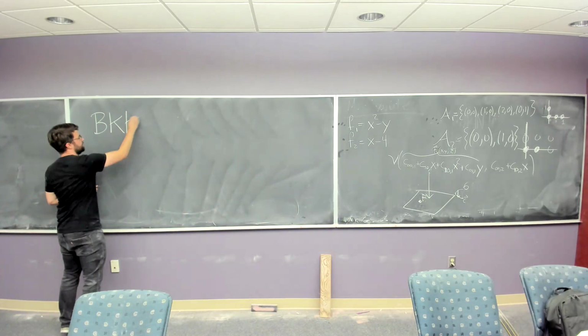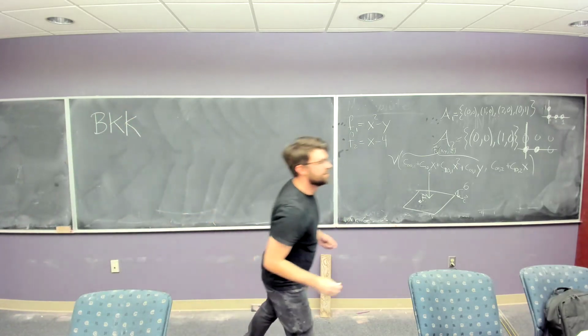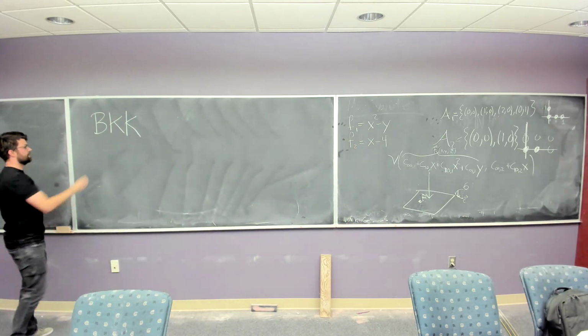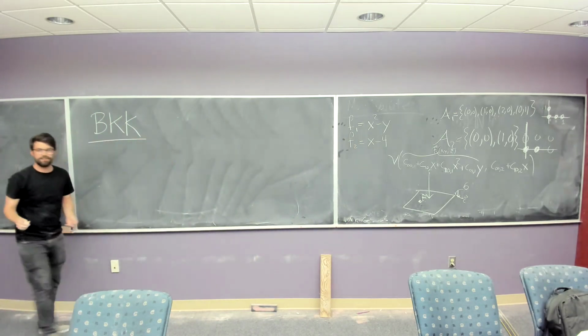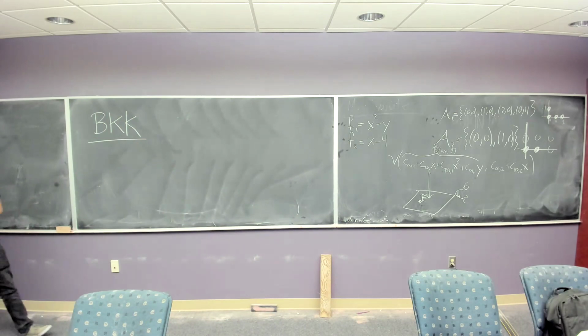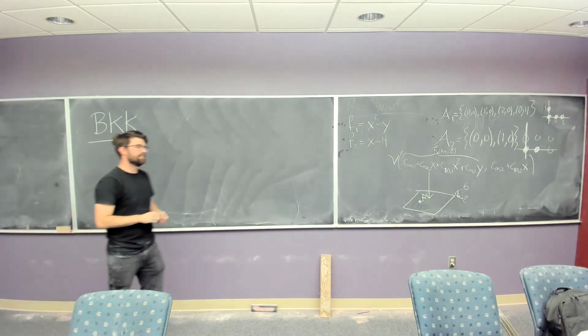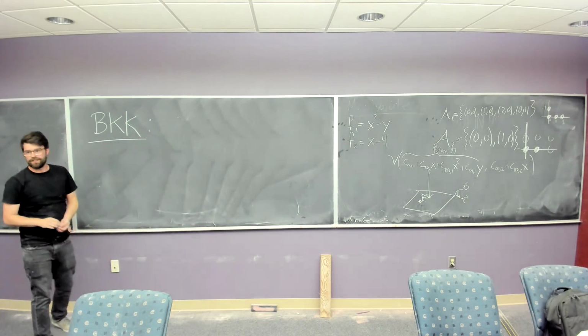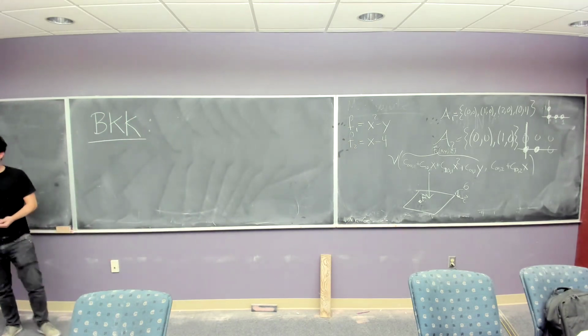Okay, so it's called the BKK theorem. One of the K's is a professor at University of Toronto. His name's Askold Khovanskii. You may have taken a Fields Academy course from him last year. The other names are Bernstein and Kushnirenko.